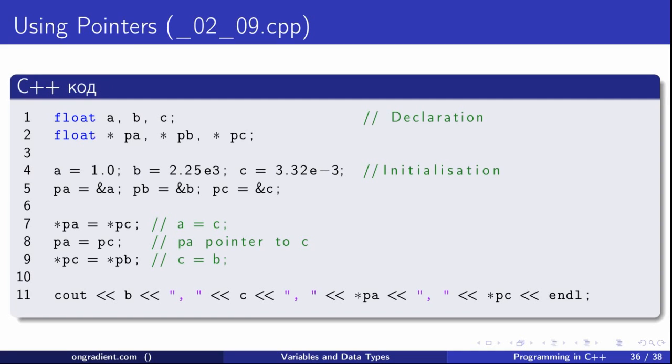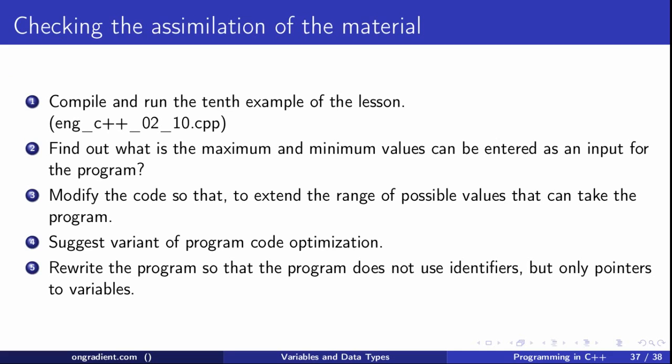Here are comments to this example. Think about what the program will output to the console. Compile and run the 9th example of the lesson. Check yourself. The lesson is over. Please do the next exercises on your own. Compile and run the 10th example of the lesson.